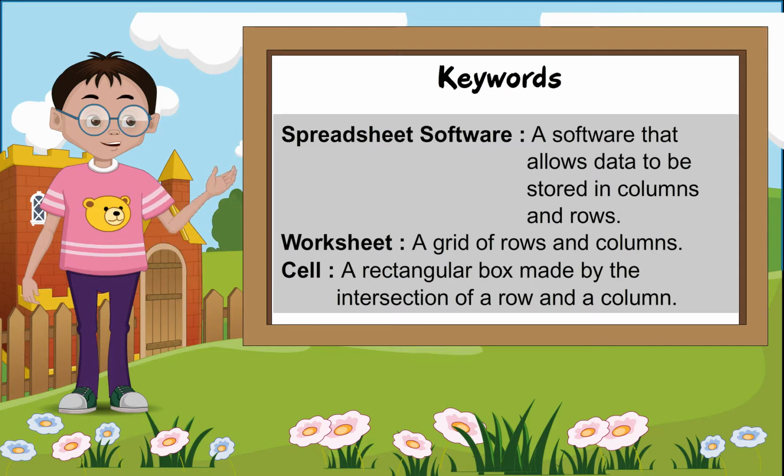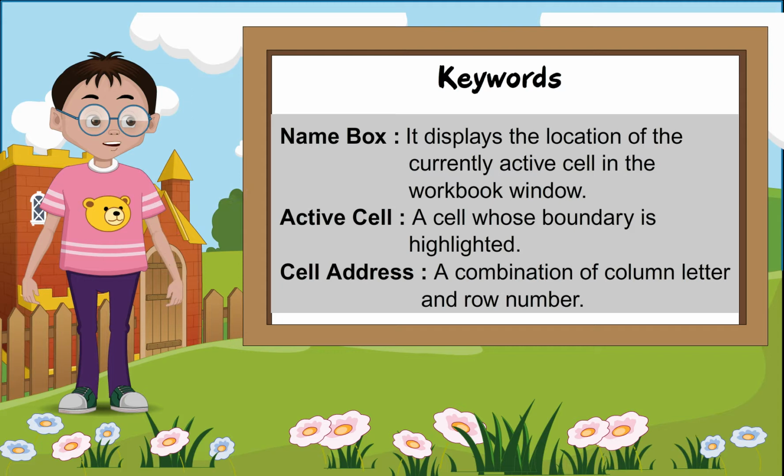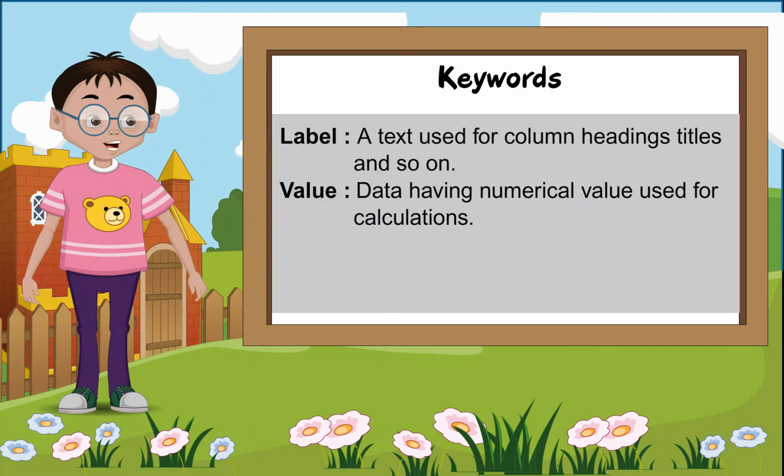Keywords. Spreadsheet software. A software that allows data to be stored in columns and rows. Worksheet. A grid of rows and columns. Cell. A rectangular box made by the intersection of a row and a column. Name box. It displays the location of the currently active cell in the workbook window. Active cell. A cell whose boundary is highlighted. Cell address. A combination of column letters and row numbers. Label. A text used for column headings, titles, and so on. Value. Data having numerical value used for calculations.